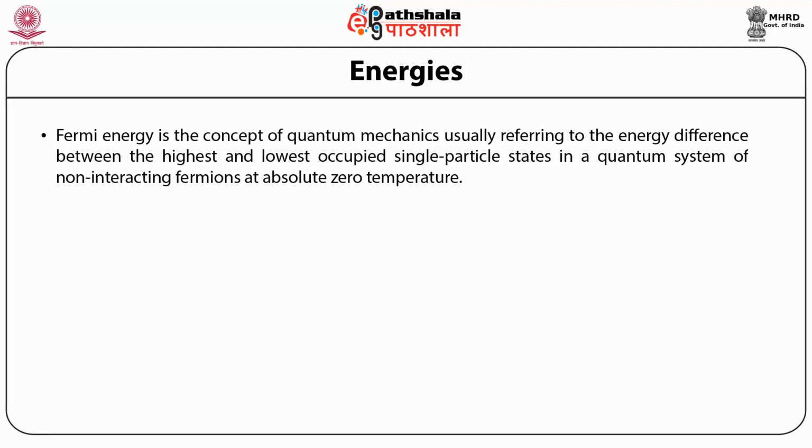The Fermi energy is a concept in quantum mechanics usually referring to the energy difference between the highest and the lowest occupied single-particle state in a quantum system of non-interacting fermions at absolute zero temperature. In a Fermi gas, the lowest occupied state is taken to have zero kinetic energy, whereas in a metal, the lowest occupied state is typically taken to mean the bottom of the conduction band.